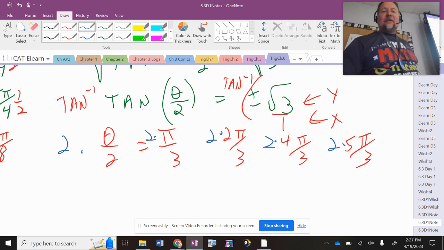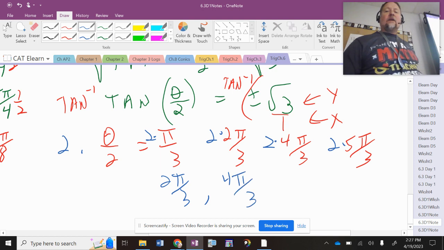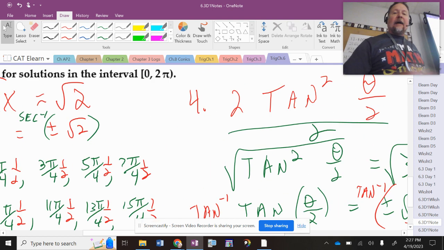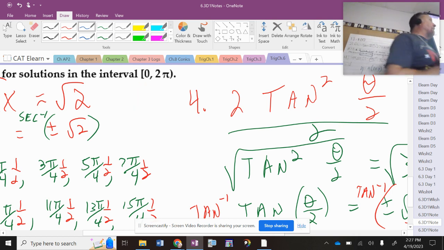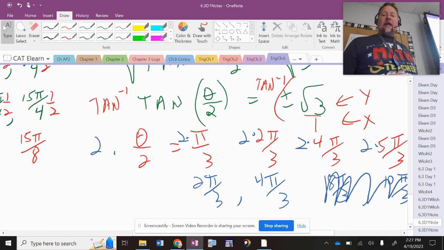Okay, so this becomes 2 pi over 3, 4 pi over 3. Hey guys, what's 8 pi over 3 larger than? 2 pi. These are answers, they just don't satisfy this set of directions, so I don't have to write them. That's the point.